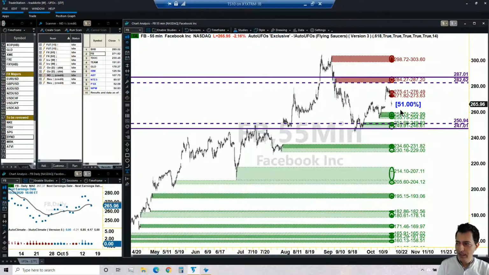So again, we are now expecting from now until next week that Facebook will do whatever it does, but should stay somewhere in the range. Okay, that's the expectation from now until that date.